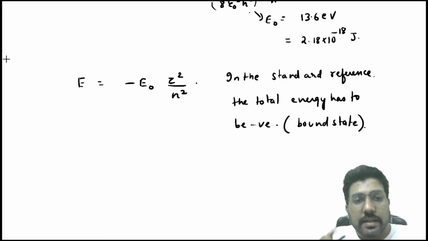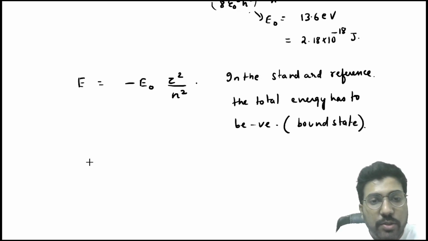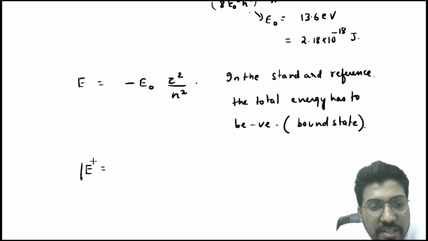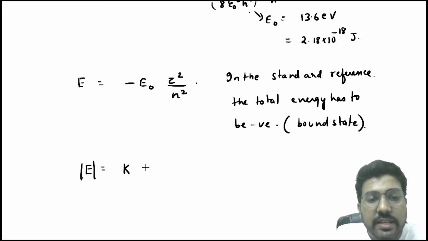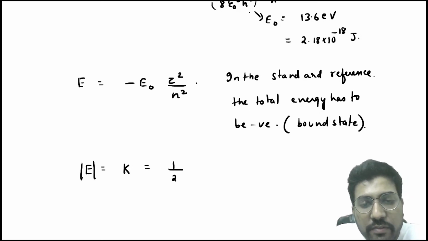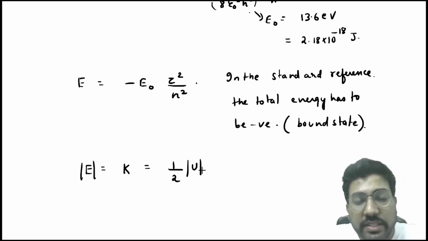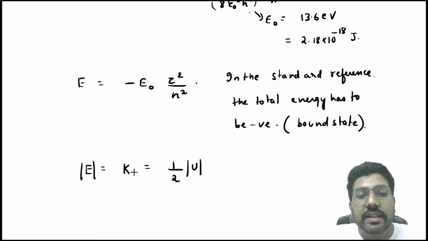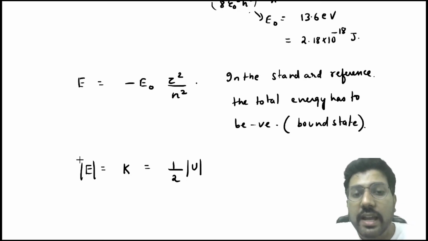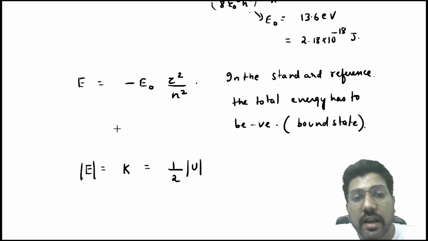All right, now the total energy magnitude is equal to the kinetic energy, and this is equal to half of the magnitude of potential energy. The total energy is negative, the potential energy is negative, and the kinetic energy is positive, right? The total energy and the kinetic energy have the same magnitude, and they are half the magnitude of potential energy in a normal or the standard reference.